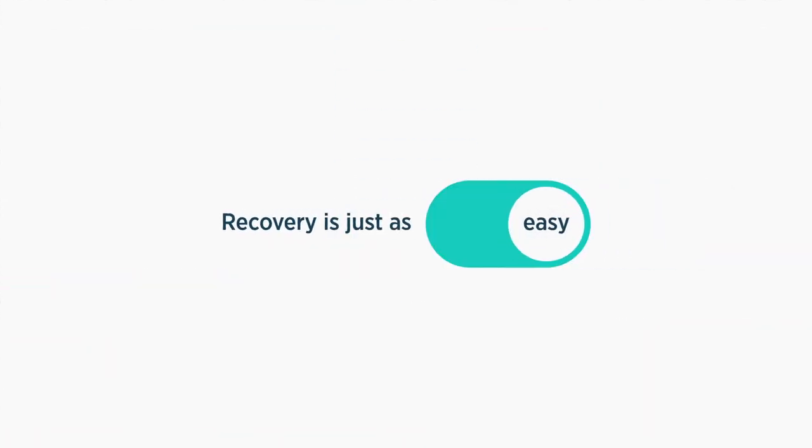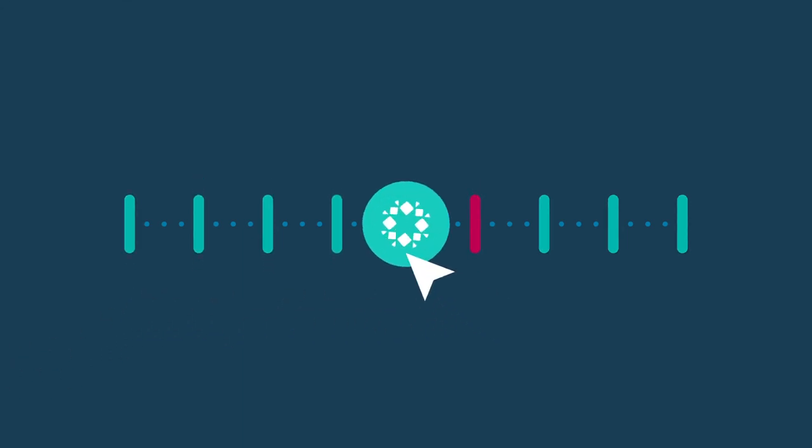And recovery is just as easy. Rubrik's Global Metadata Index lets you quickly look across your entire environment, select the right restore point, and recover, all in just a few clicks.